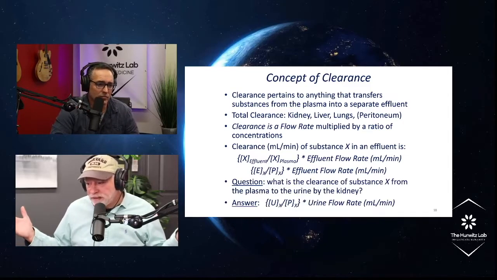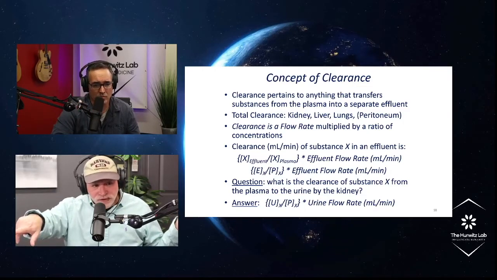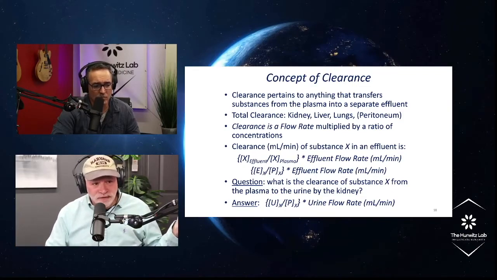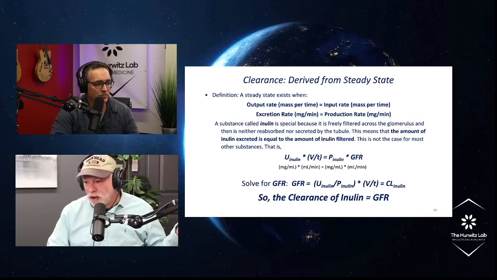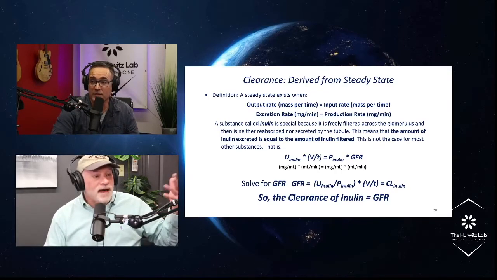So what's the clearance of substance X from the plasma to the urine by the kidney? The answer is the ratio of driving forces, urine over plasma, times the urine flow rate. And of course, since the ratio of the driving forces has no units, the units of clearance is flow. So here's just a slide that shows that, showing that because inulin is freely filtered, it's not endogenous. We have to give it to people.